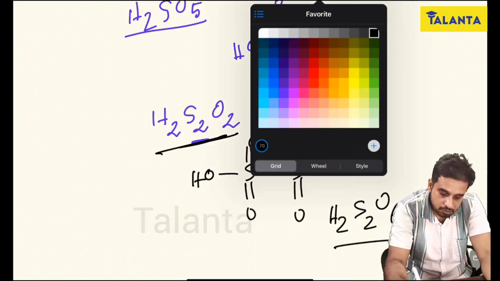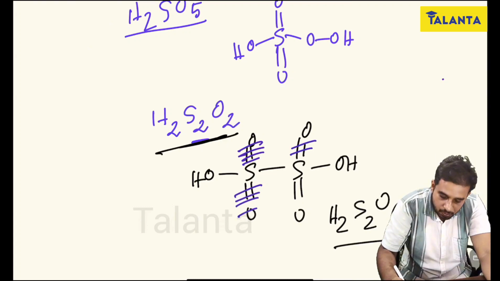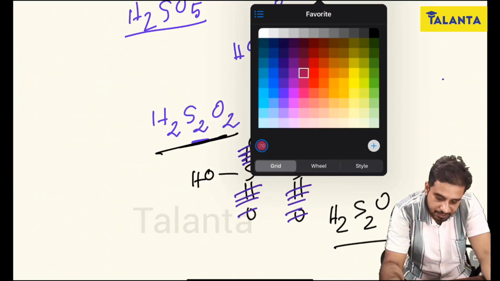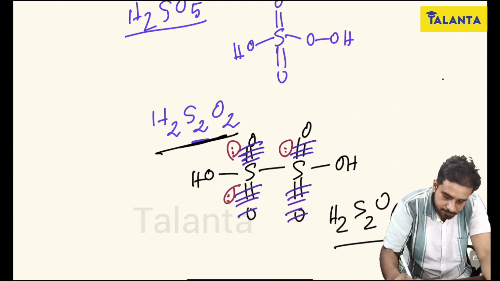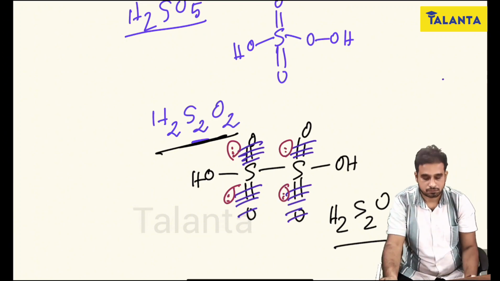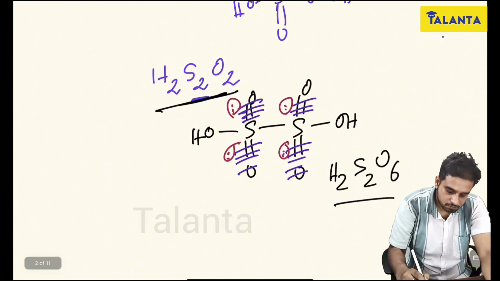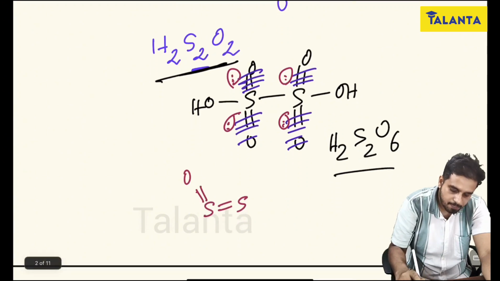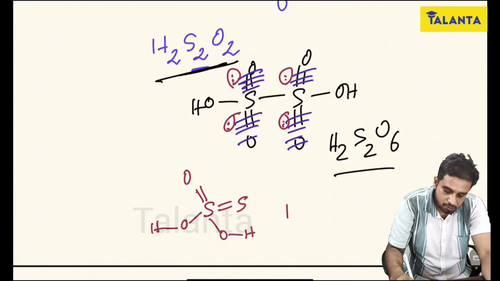So this double bonded O, this double bonded O, this double bonded O, and this double bonded O will be omitted, and in place of that we will incorporate one lone pair each. And this is the structure of H2S2O2.